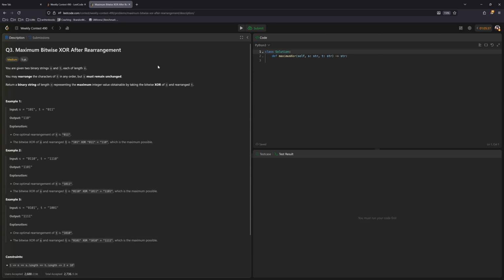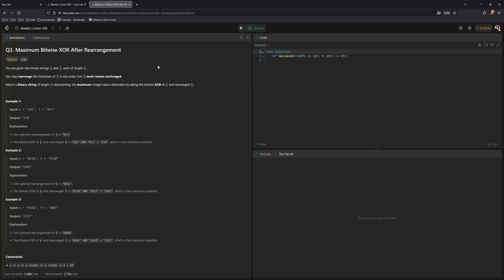Okay. Next question. Maximum bitwise XOR after rearrangement. You're given two binary strings S and T, each of length n, so they're the same length. You may rearrange the characters of T in any order, but S must remain unchanged. Return a binary string of length n representing the maximum integer value obtained by taking the bitwise XOR of S with T rearranged.